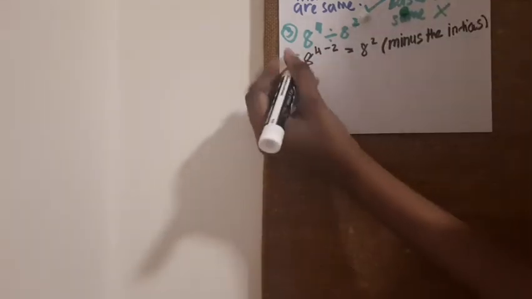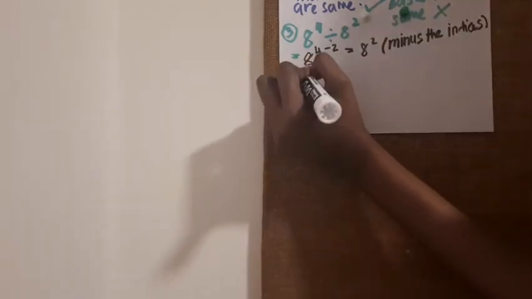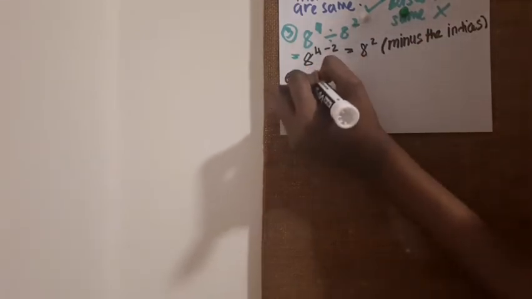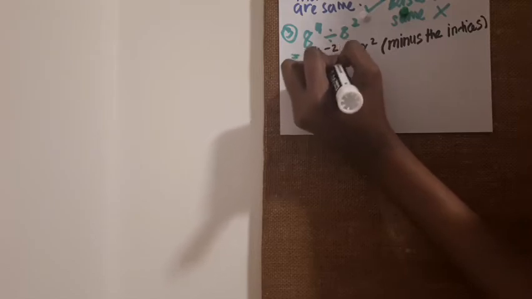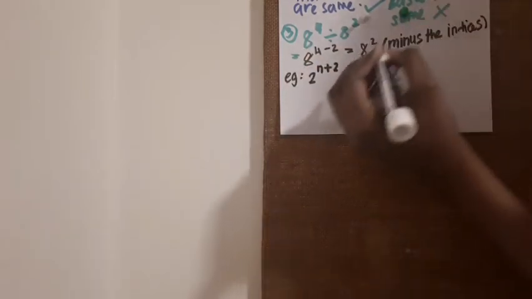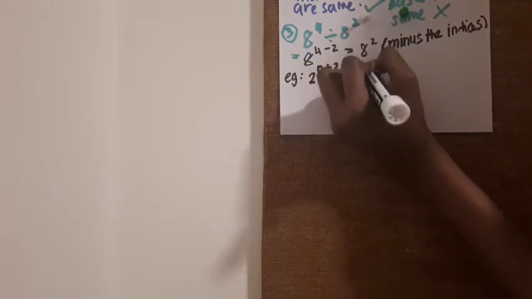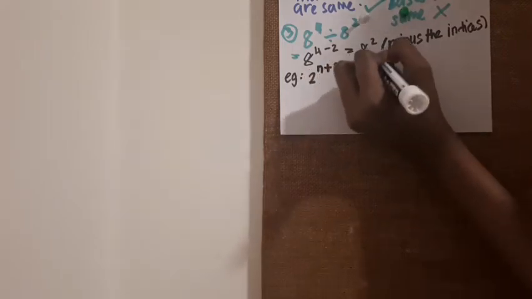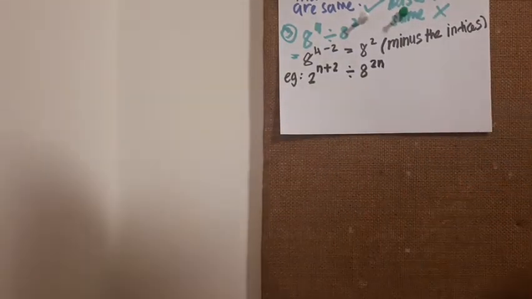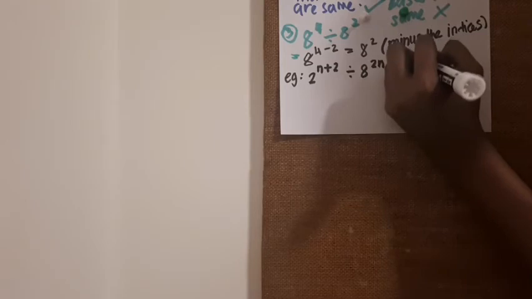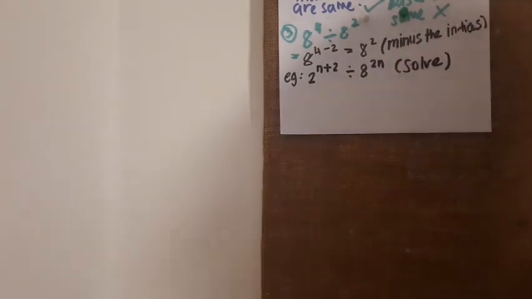Now for example, let's say we have 2 to the power of n plus 2, okay, divide by 8 to the power of 2n. Now we are going to solve this. Okay, how to solve? The first rule is always remember the bases should be same.